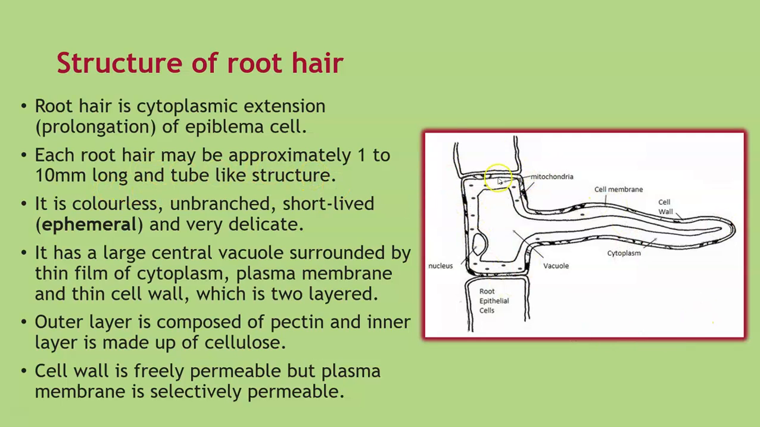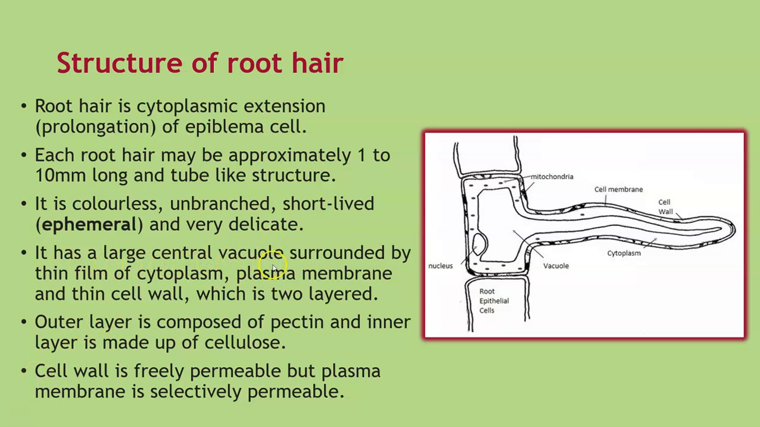You can see the cytoplasm of the root cells has extended out. So it's a cytoplasmic extension here. It can be 1 mm to 10 mm in length, and it appears like a tube-shaped structure. It is colorless, unbranched, short-lived, ephemeral, and is very delicate.